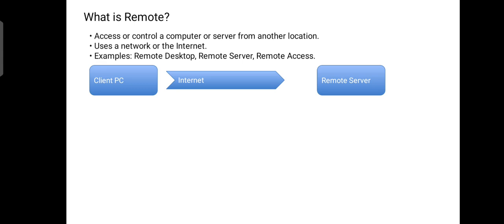First is what is remote. In computer science, remote means accessing or controlling a computer or server or device from another location through a network or the internet. This allows users or IT professionals to work on computers without being physically present. Some examples are remote desktops, remote access, and remote servers. These technologies make it possible to work from home, provide technical support, and manage systems from anywhere.